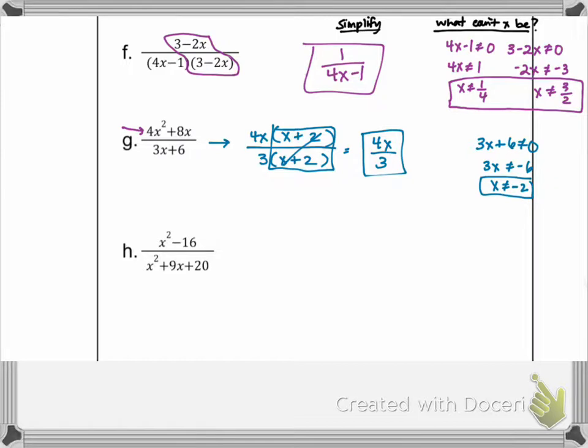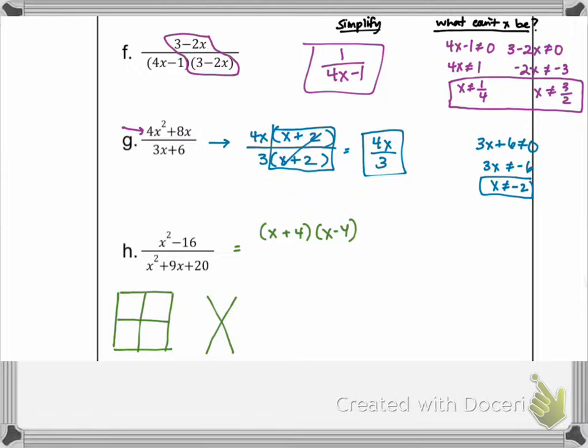Okay, now part H is kind of a pain. Before we can even do the what can't x be, we're going to have to factor both the top and the bottom. For the sake of time, I'm going to do the box and diamond for the top, and I'm going to have you pause and do the box and diamond for the bottom. So if I were to factor with a box and diamond, putting a 0x in the middle, because there's no x's in this problem, a box and diamond would give me x + 4 and x − 4. I'm going to have you pause and factor the denominator, that x² + 9x + 20.